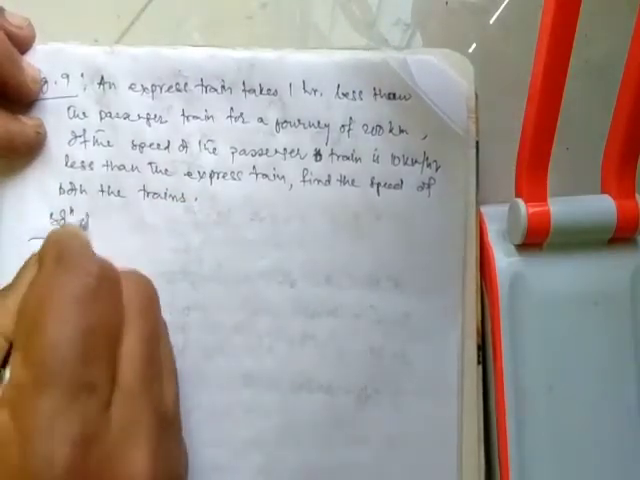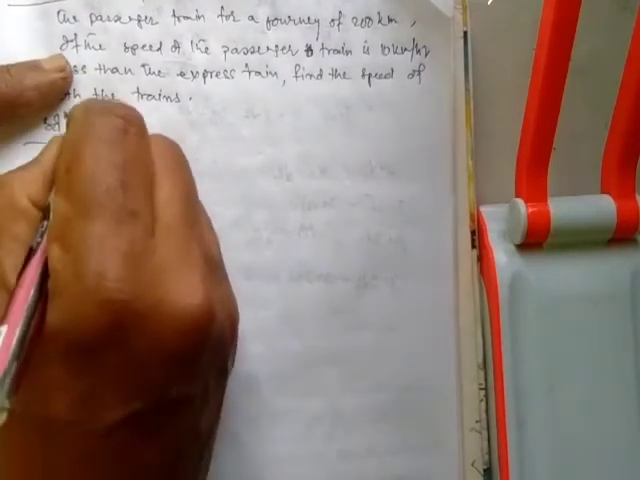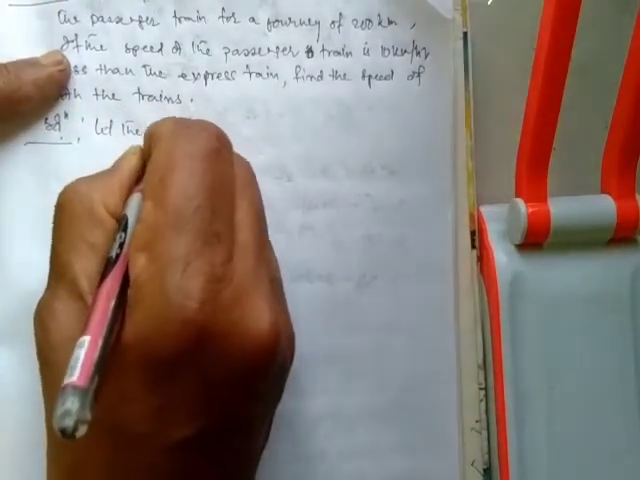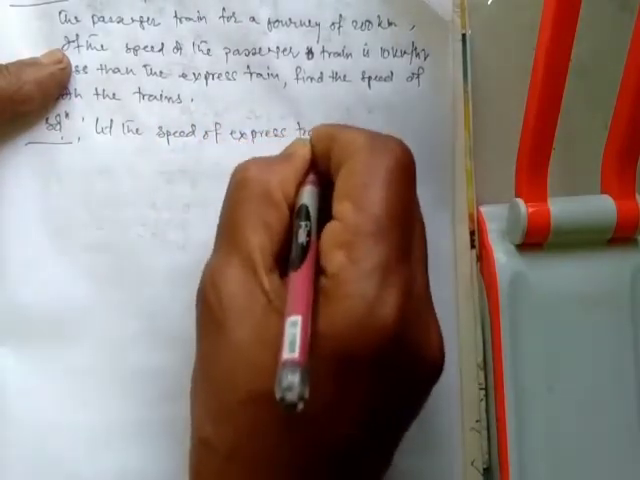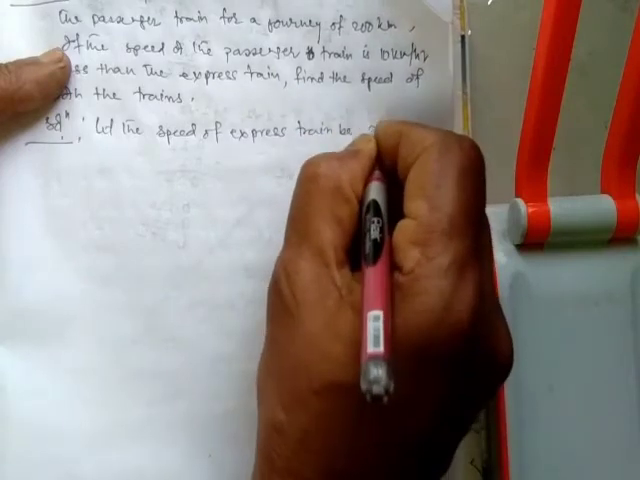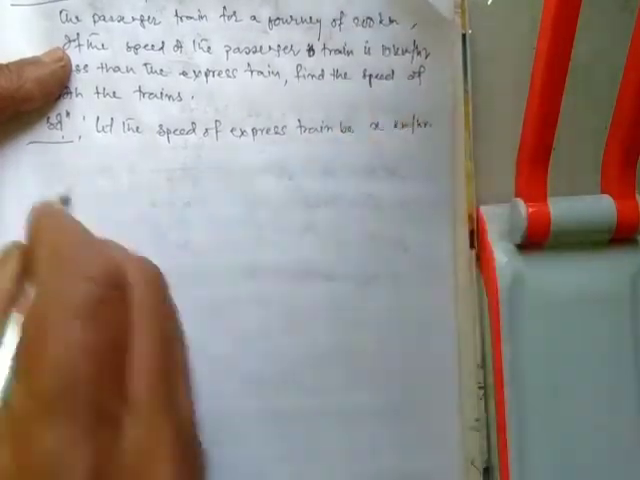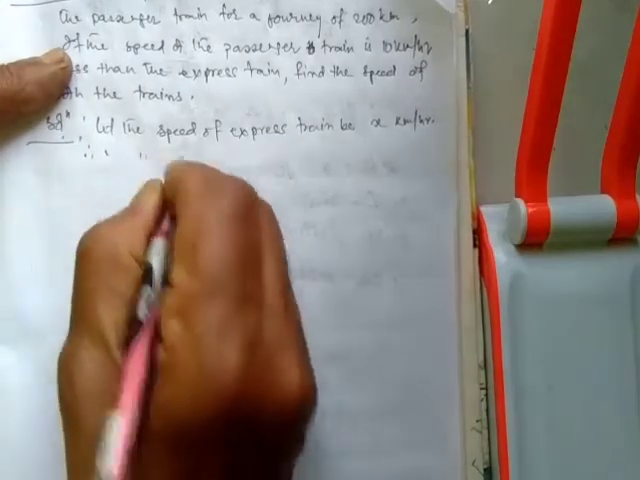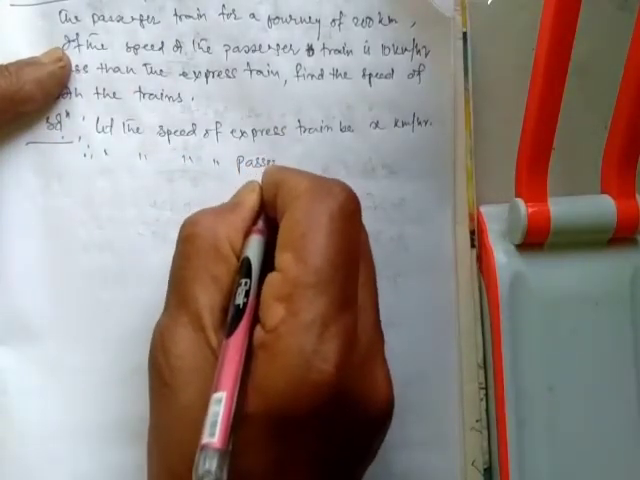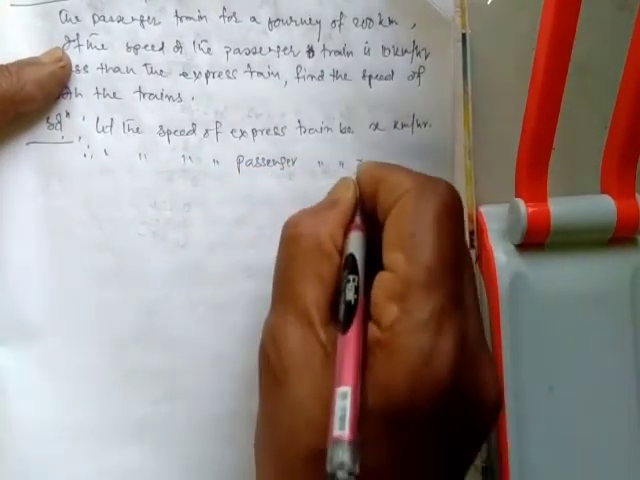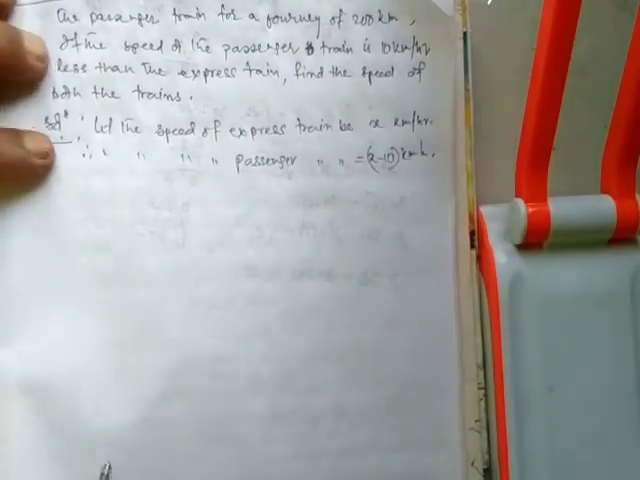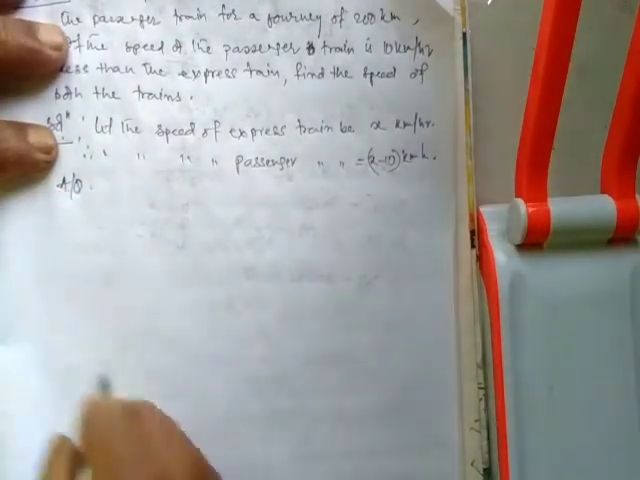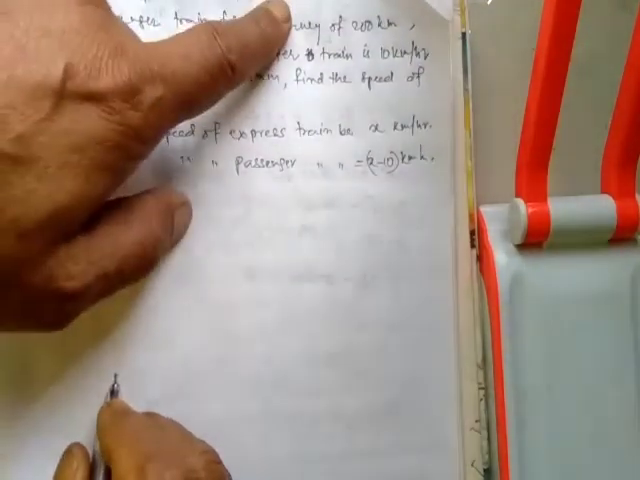Solution. Let the speed of the express train be x km per hour. Therefore, the speed of the passenger train is equal to x minus 10 km per hour. According to the question, the difference of the time is 1 hour.